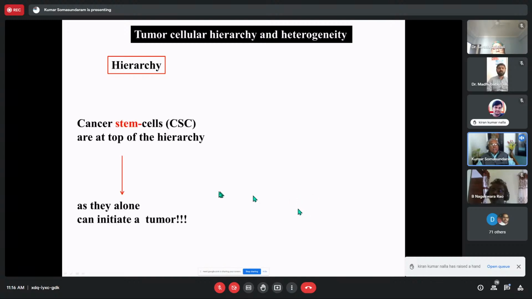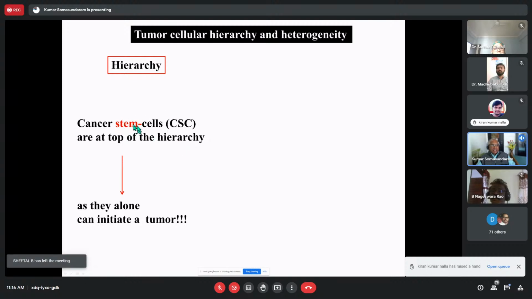It is always cancer stem cells which appear to be on the top of the hierarchy, because if you take a whole tumor, divide it into different types of cells, and check which type of cell can actually initiate a tumor in an animal model.